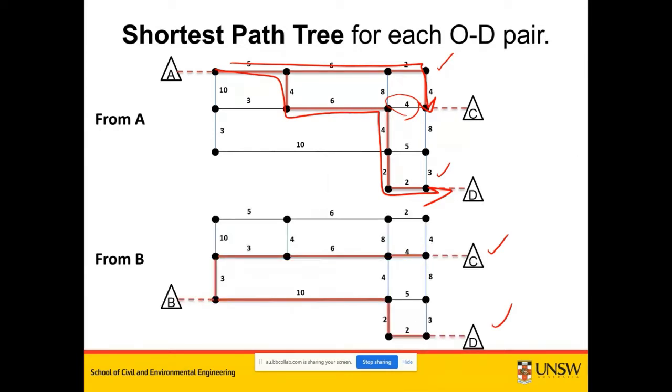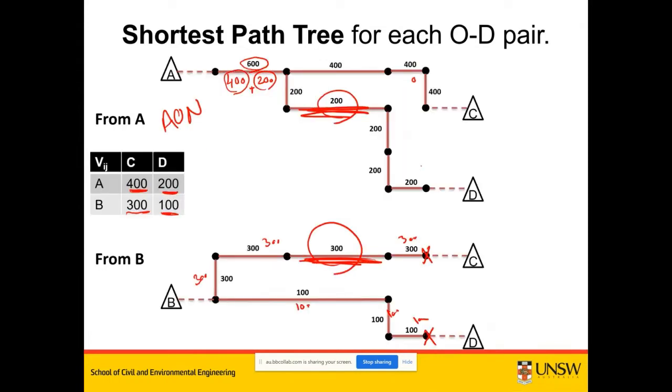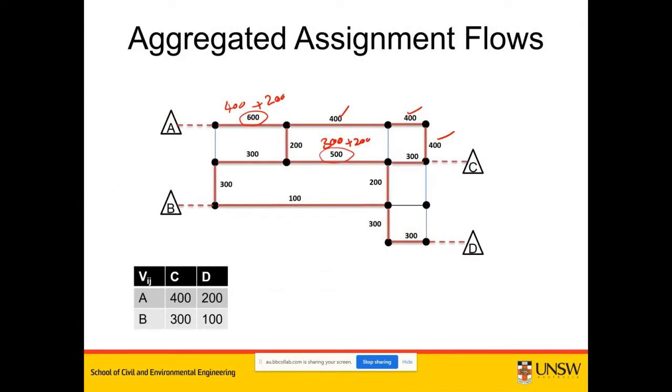That link is only used by vehicles or trips going from B to C. So whatever that flow path volume is, it will be the same on this link. So going back to this one, yes, this 300 is correct. 200 is correct. 300 is correct. And the rest looks all right.